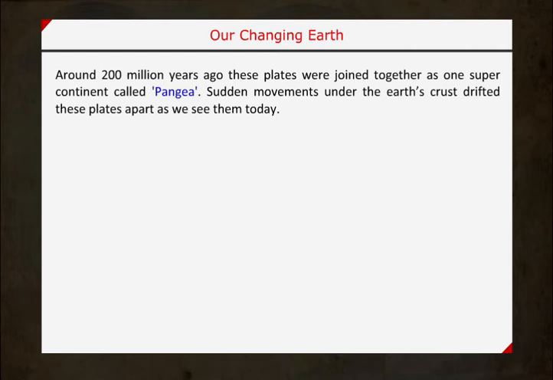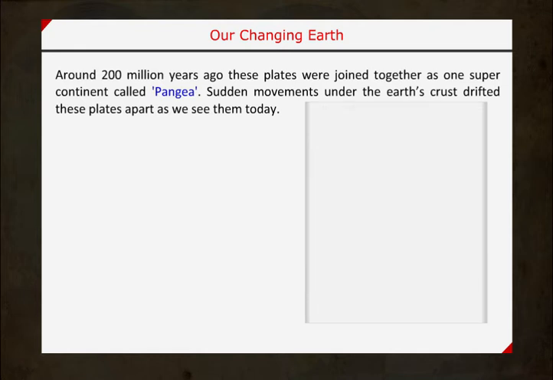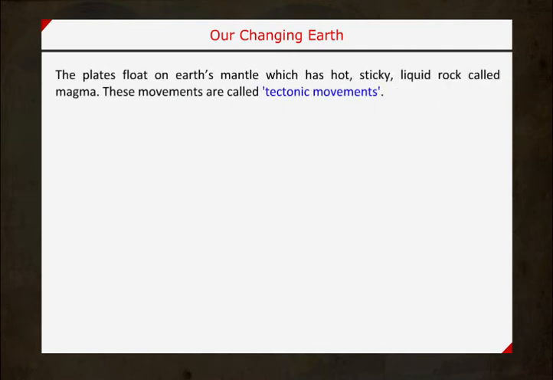Around 200 million years ago, these plates were joined together as one supercontinent called Pangaea. Sudden movements under the Earth's crust drifted these plates apart as we see them today. The plates float on Earth's mantle, which has hot, sticky, liquid rock called magma. These movements are called tectonic movements.